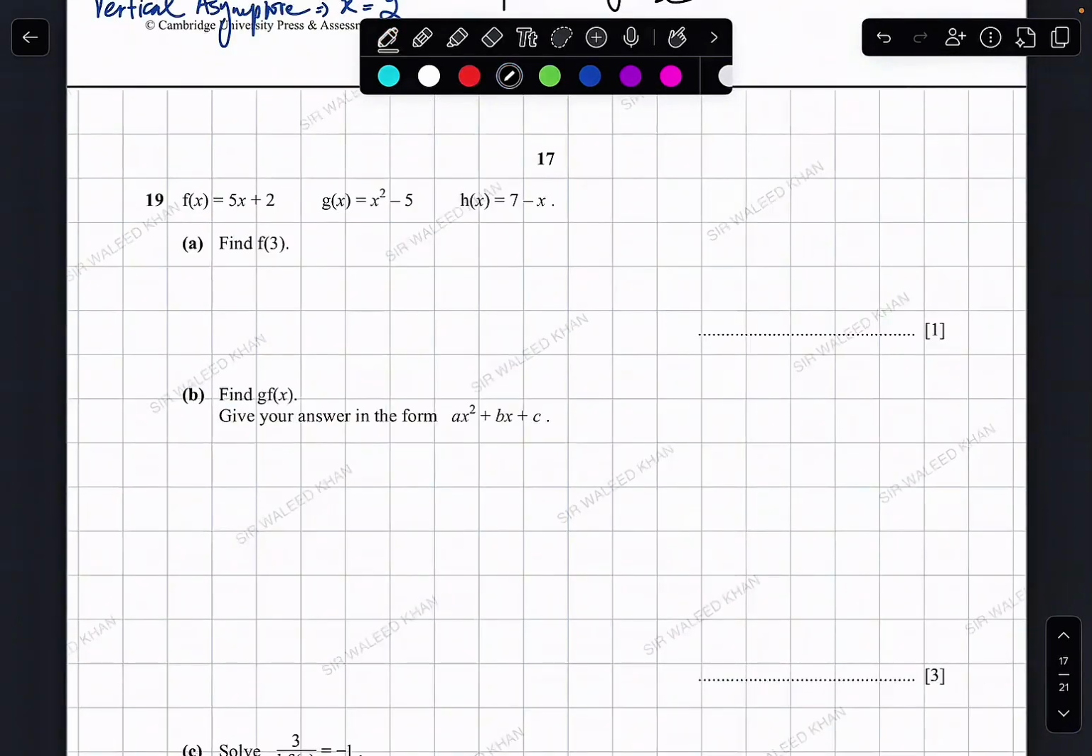I have to be a bit quick. F of 3. If I plug in the value input as 3, that means 5 times 3, that is 15, plus 2, 17.